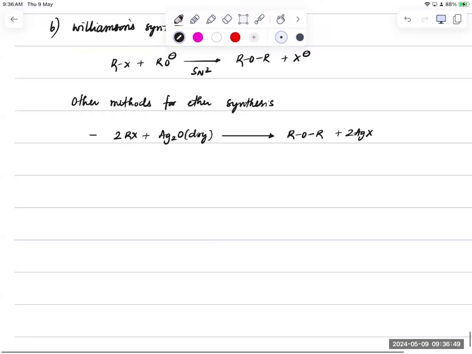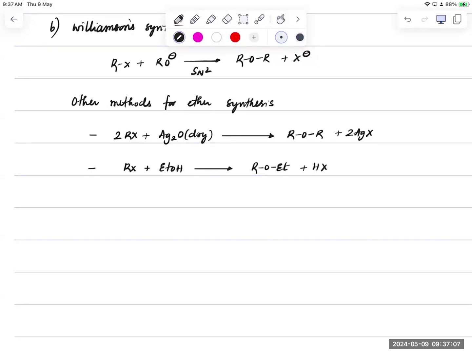This is one method. The other method is you take an alkyl halide, RX, and treat that with EtOH or something like that. That is alcohol. When you treat it with alcohol, then we can get ROEt plus HX. Again, the mechanism is something which you need to understand, in which case it will happen or not.